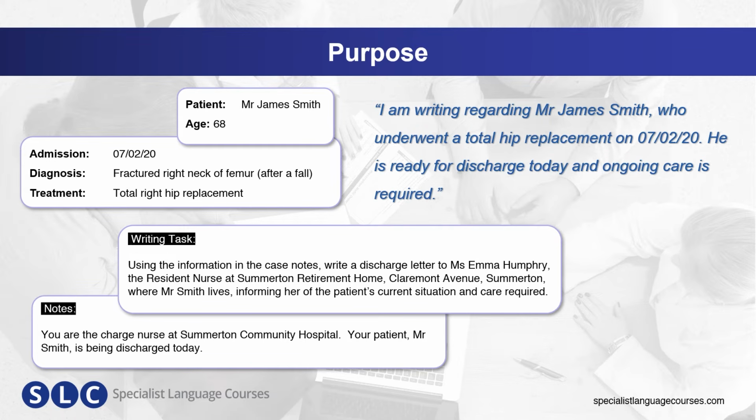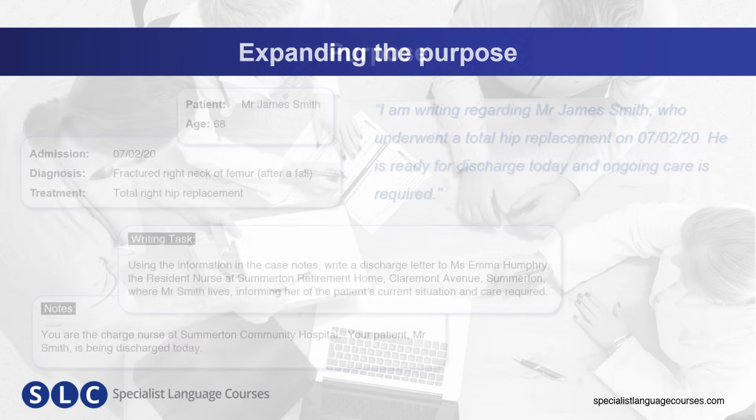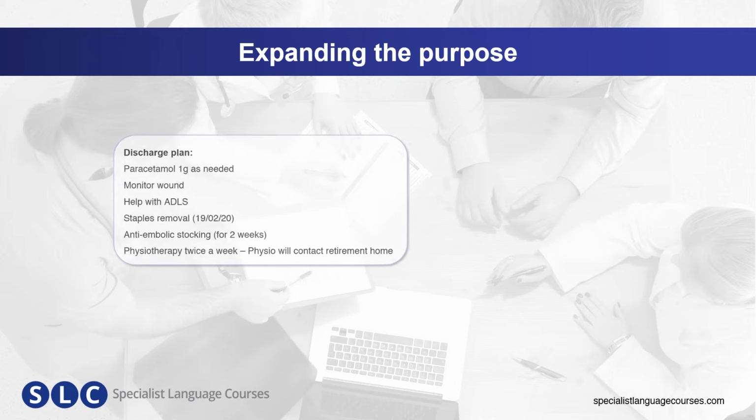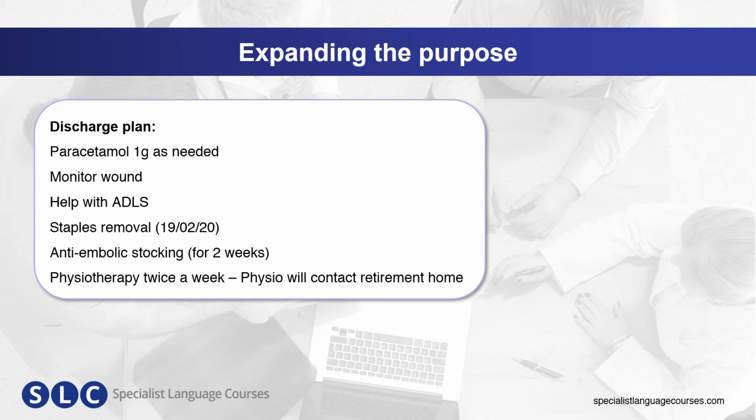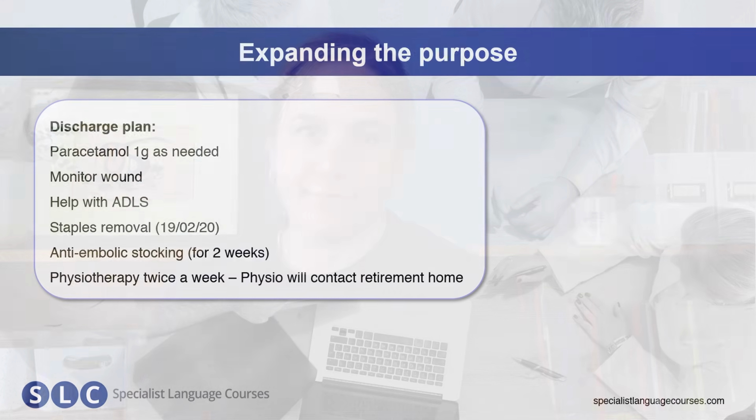Here, the first paragraph immediately informs the reader of the patient's name, what happened to him, when, what is happening now, discharge, and what needs to happen next, the ongoing care. In the rest of the letter, you should provide relevant information that the reader needs in order to carry out this purpose. So let's look at how you expand this purpose later in the letter.